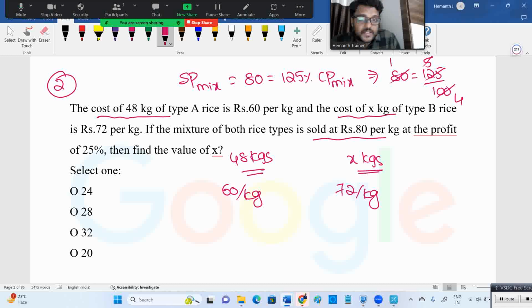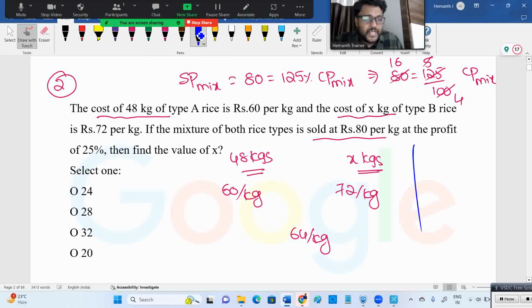5 ones, 5 16s. So you got the cost price of the mix as 64. Yeah, that is correct actually. When you mix 60 per kg and 72 per kg, the resultant should be more than 60 and less than 72. We should not be beyond those cases. So that's why 80 is wrong.